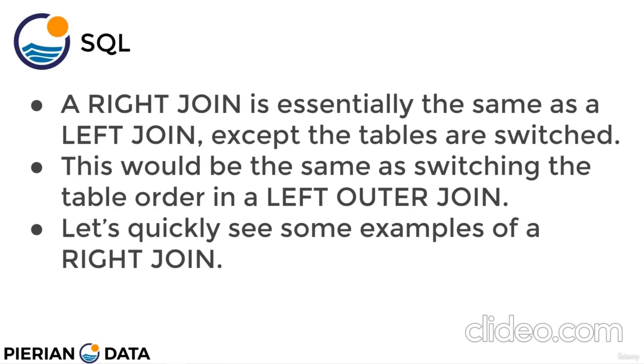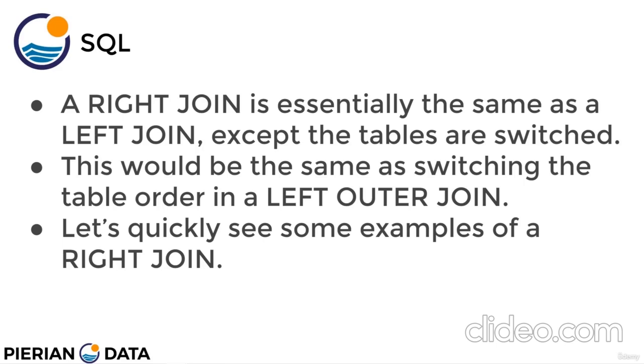And students often get confused because it seems like the right join is a completely different thing, but the reason I don't want to dwell on it too much is because a right join is essentially the exact same thing as a left join, except you just switch the tables around. So this would be the exact same thing as switching the table order in a left outer join. And in fact, you can pretty much go on just using a left join for two tables and just switching up the order of the tables in order to satisfy whatever need you have.